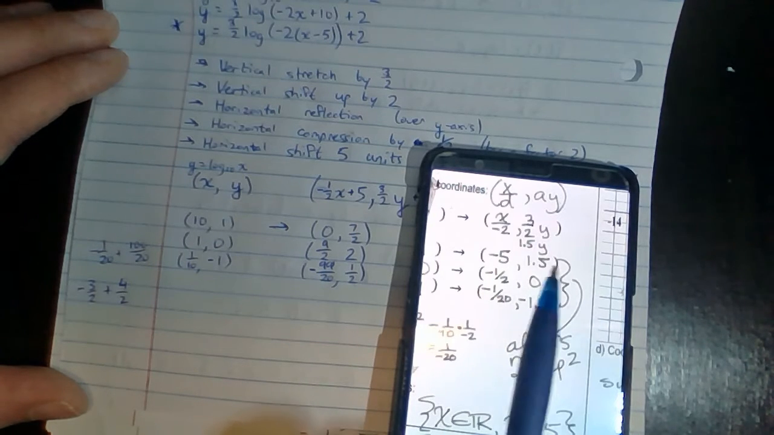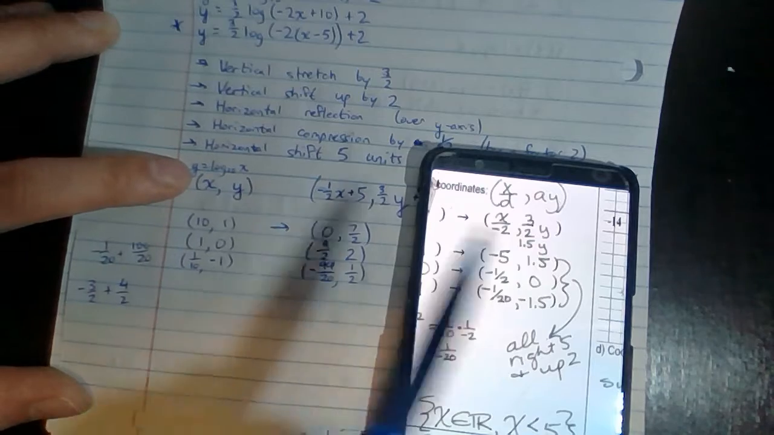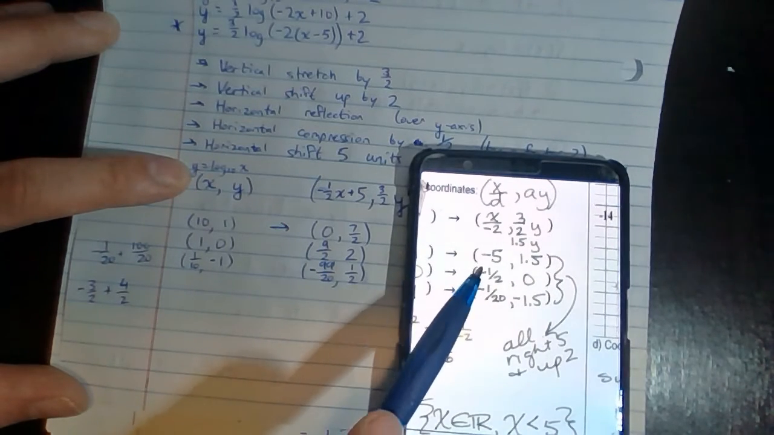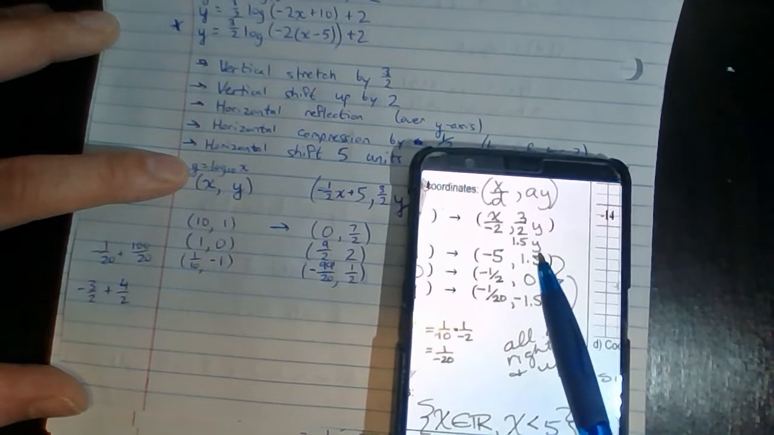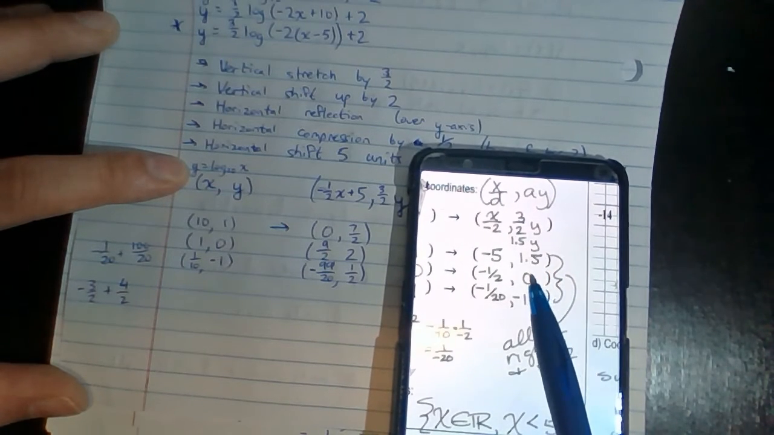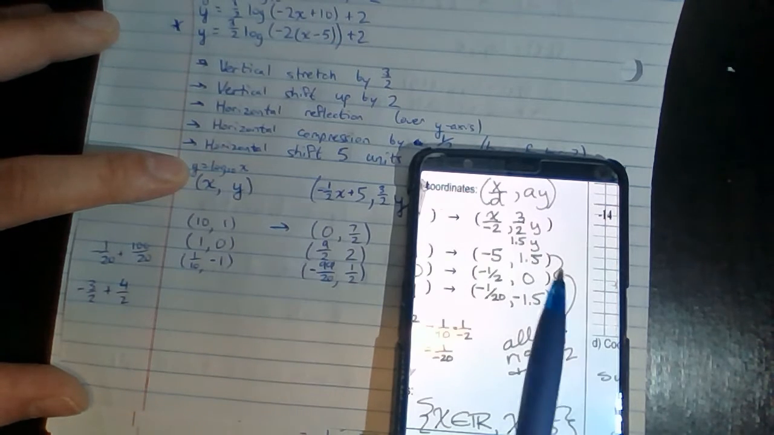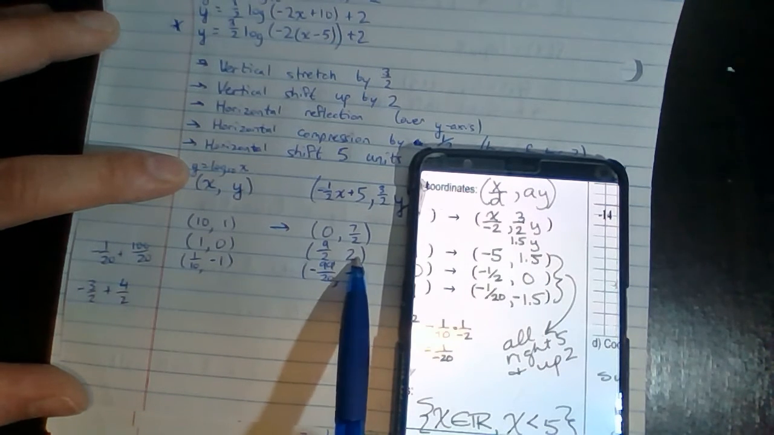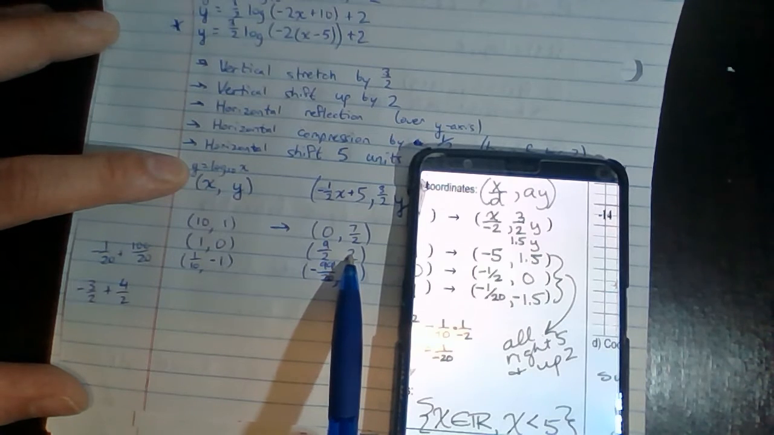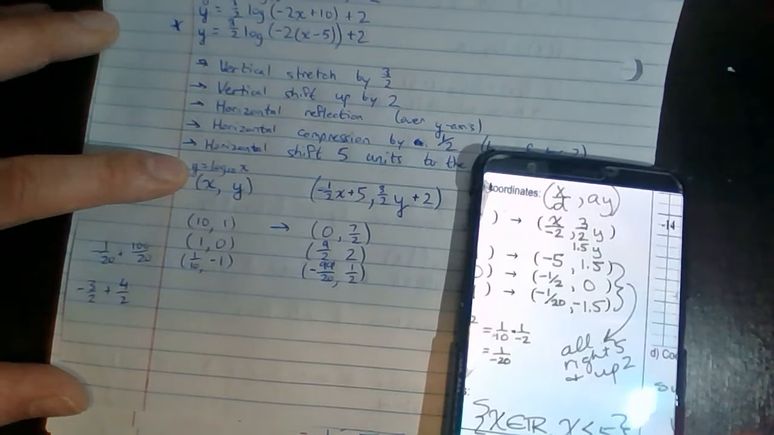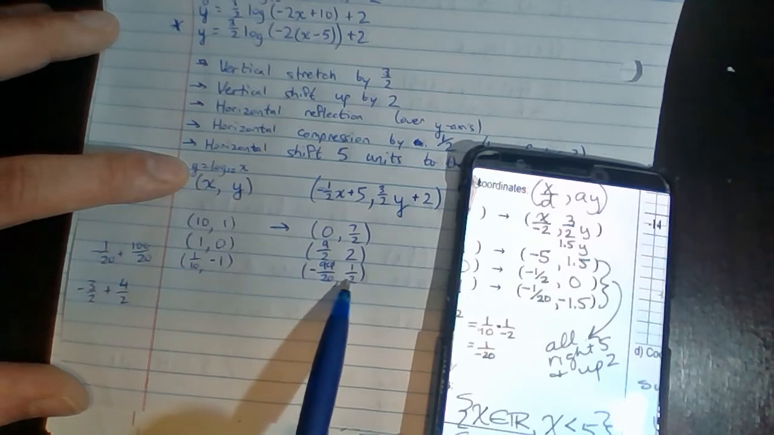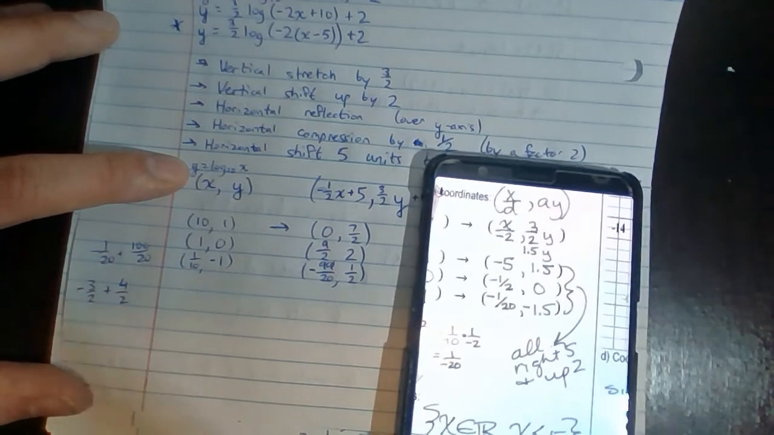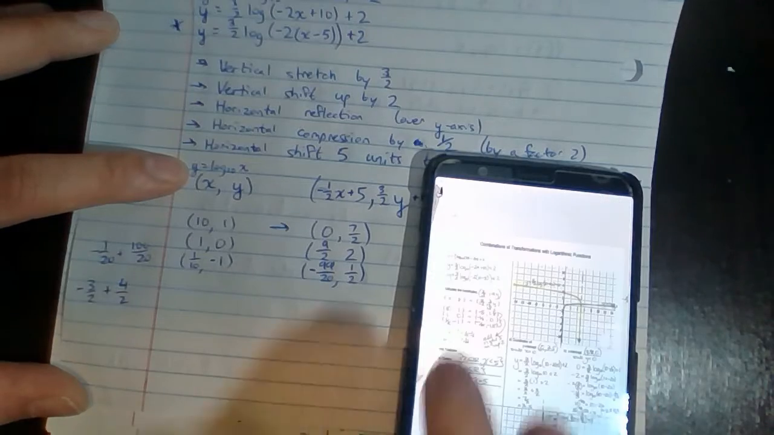So every single x value is going to get 5 added to it. So plus 5, plus 5, plus 5, we get these three values. These still need to get shifted up by 2. So if you add 2 to these three values, you get 3.5 or 7 over 2. Right, 0, sorry, I was going the wrong way. 0 plus 2, we get 2. Negative 1.5 plus 2, we get 0.5 or a half. So that's why these numbers are different than these numbers.